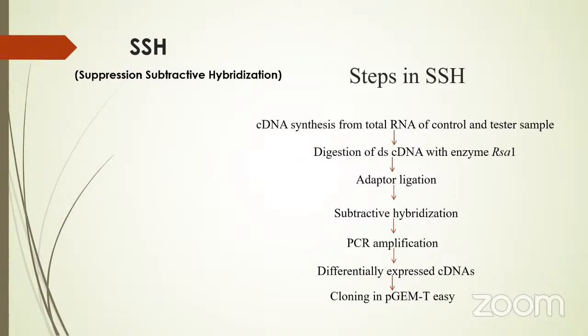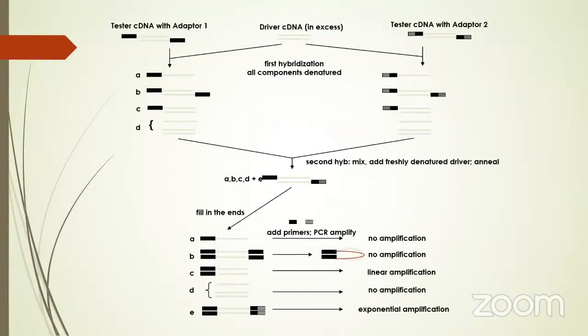It is based on the reassociation kinetics of the molecules. The subtracted DNA library can be used effectively as a probe for capturing homologous sequences or any kind of expressed mRNA data. So you have a control sample, and that control sample is considered the driver. Just see the picture. The treated sample is considered the tester.